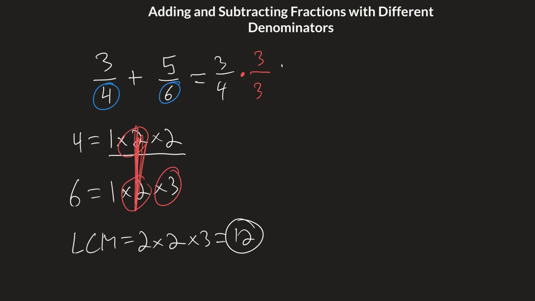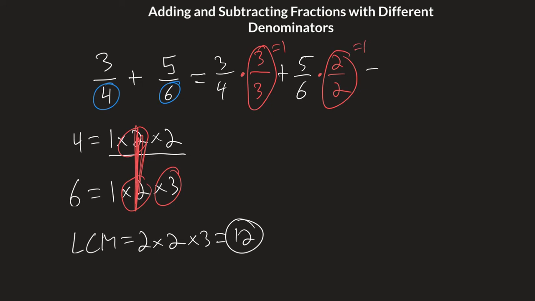And then the second one, we've got plus 5 over 6. 6 times 2 equals 12, so we're going to multiply this by 2 over 2. The reason why it's 2 over 2 and 3 over 3 is that both of those equal 1. When you multiply by 1, you don't change the problem at all.